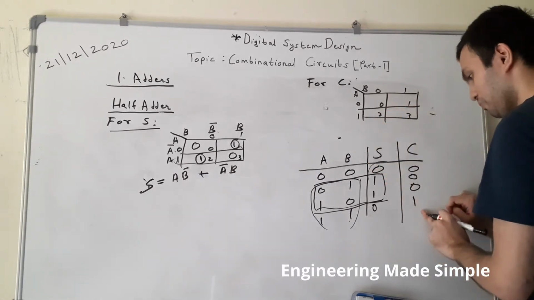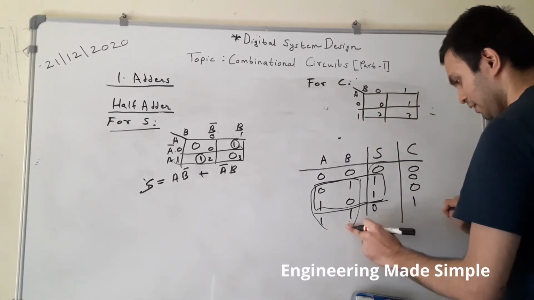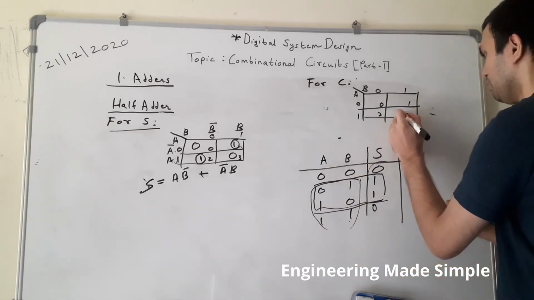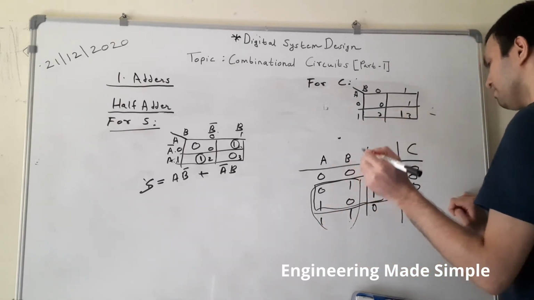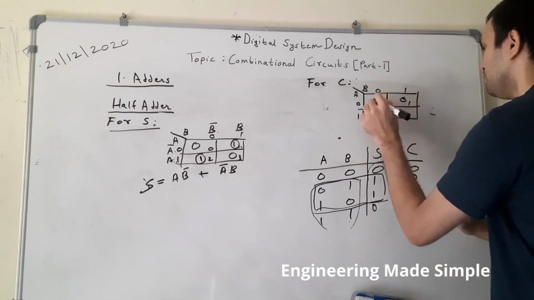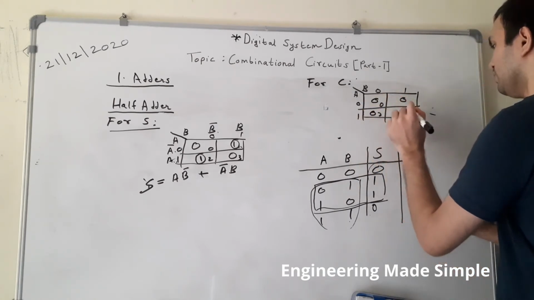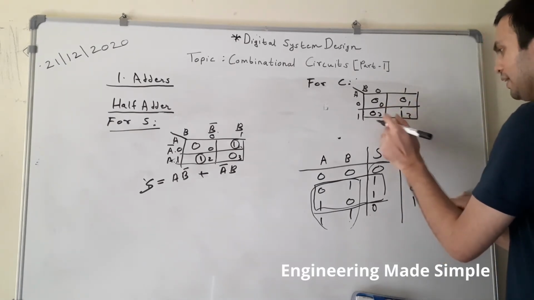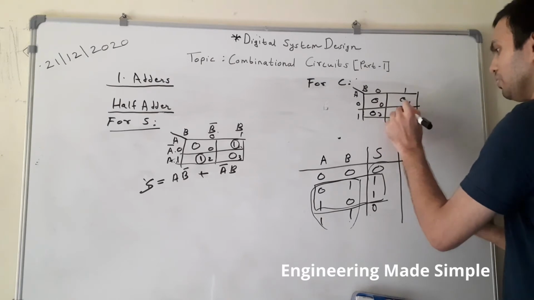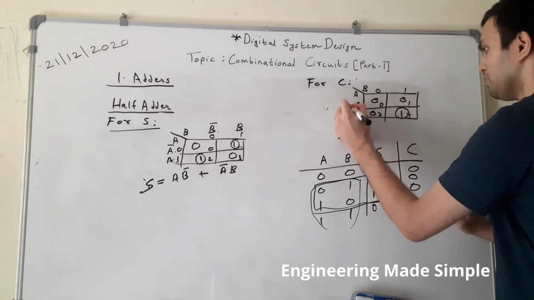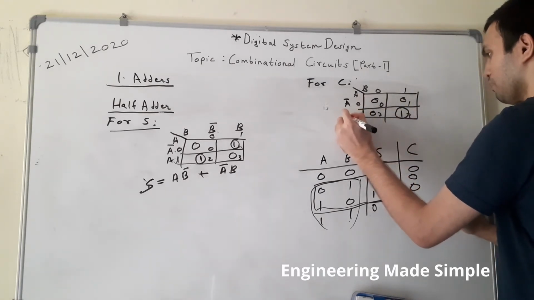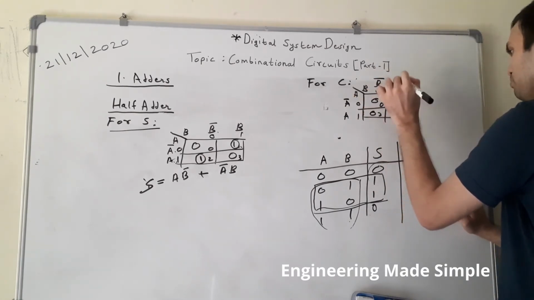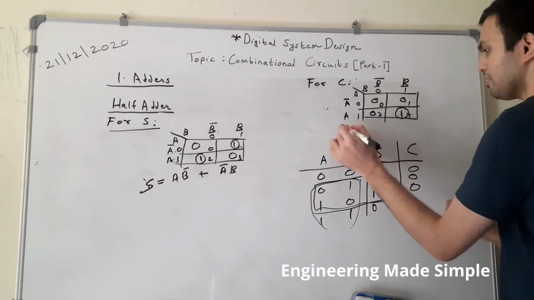And what are the min terms over here? Only one min term is there, corresponding to 3 over here. So here only one cell will be filled. Rest all will be filled with 0. As in this case also no grouping is possible, so we will encircle only this one which is present over here. So this row corresponds to A complement, this row corresponds to A, this column corresponds to B complement, and this column corresponds to B. Now we will write the system equation for carry.